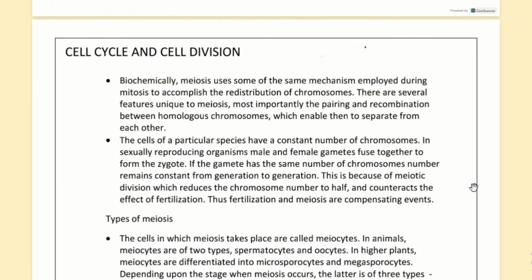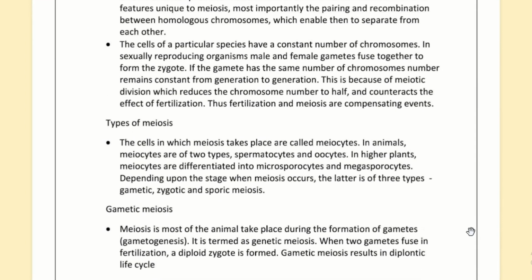The cells of a particular species have a constant number of chromosomes. In sexually reproducing organisms, male and female gametes fuse together to form a zygote. If gametes have the same number of chromosomes, the number remains constant from generation to generation. This is because of the meiotic division, which reduces the chromosome number to half and counteracts the effect of fertilization. Thus, fertilization and meiosis are compensating events.